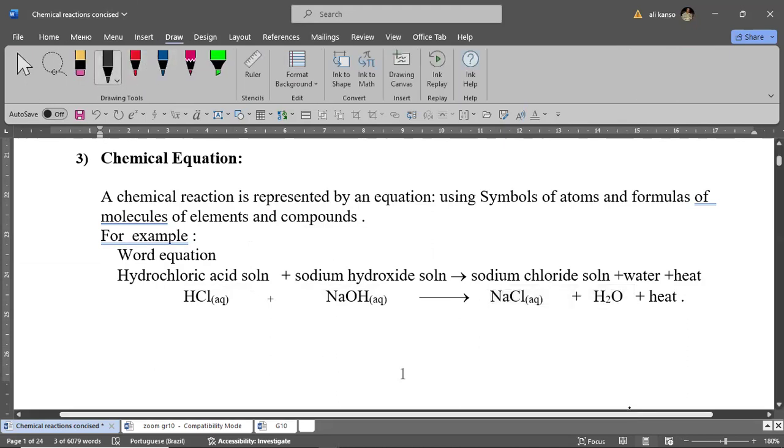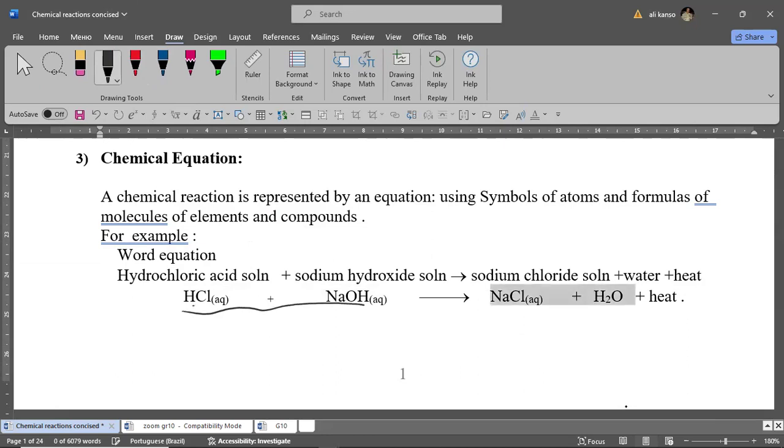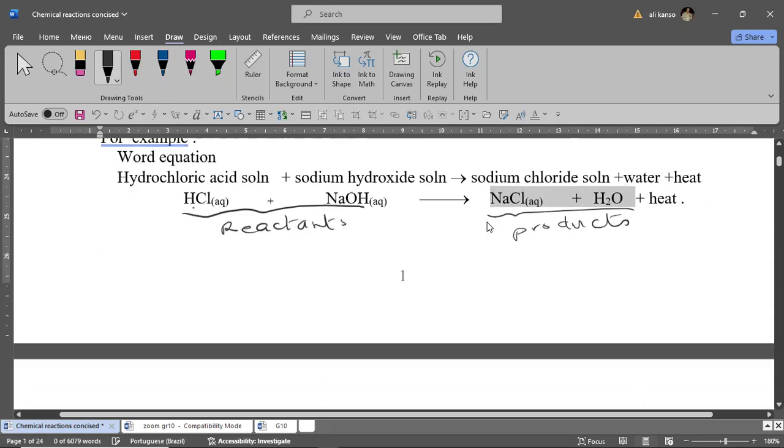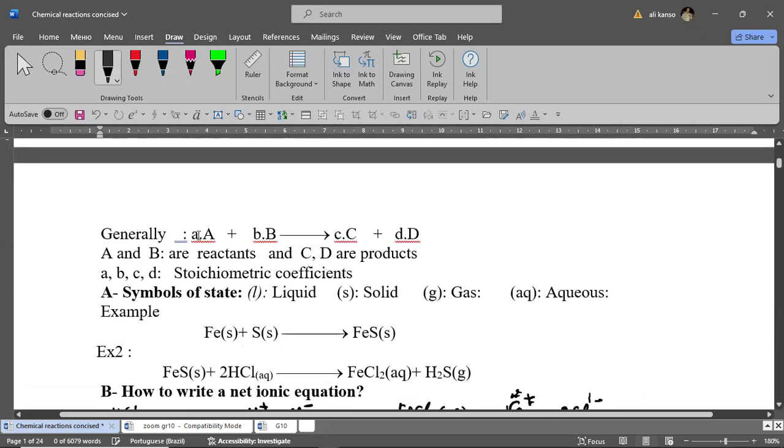Okay, is it clear? These are substances that are reactants that disappear during the reaction. And these are called products that can appear during the reaction. Okay, generalizing, we have a substance A, a substance B, a substance C, and a substance D. A and B are called reactants, C and D are called the products.